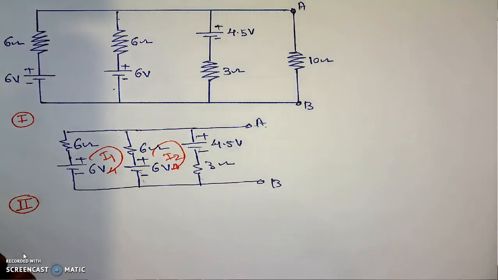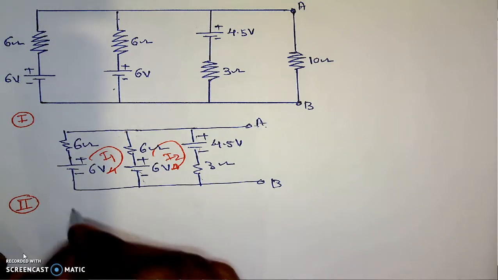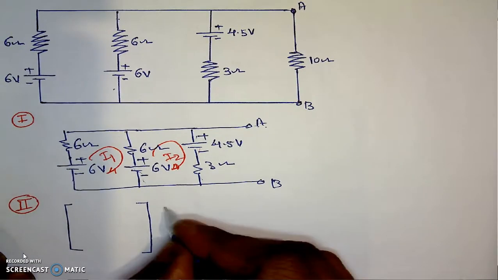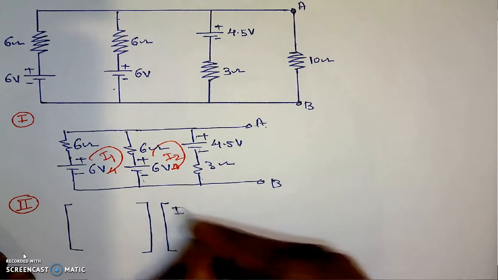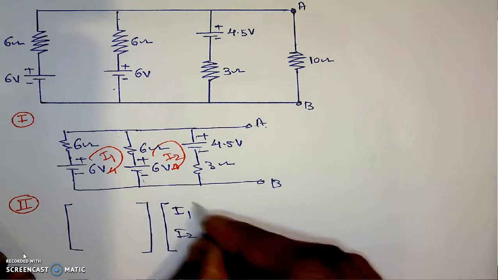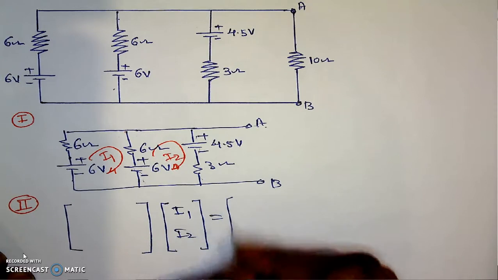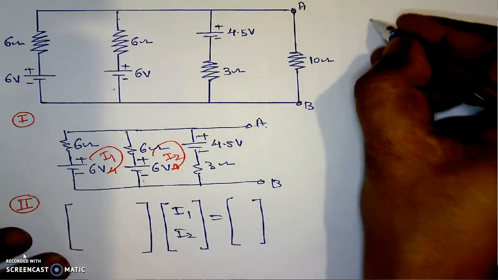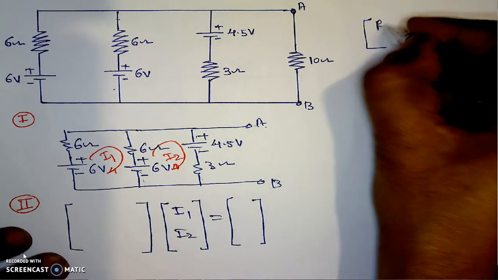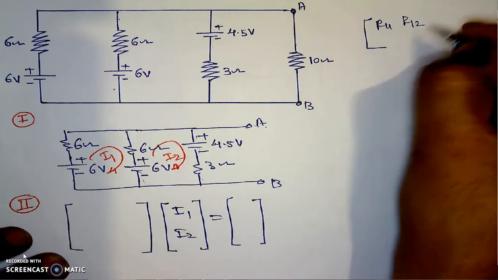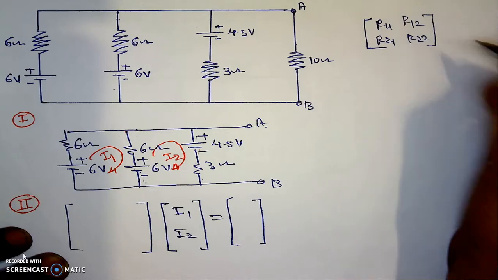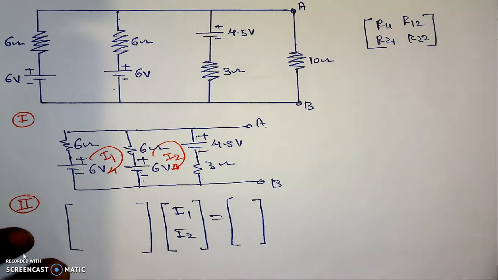And directly we will find the currents I1 and I2. We are interested in I2, and we will use its value. Now here its matrix will be something like this. We have two variables, I1 and I2. We are interested in I2, which is equal to a constant. In the direct inspection method, the matrix will be R11, R12, R21 and R22. This will be the impedance matrix for the two loops.